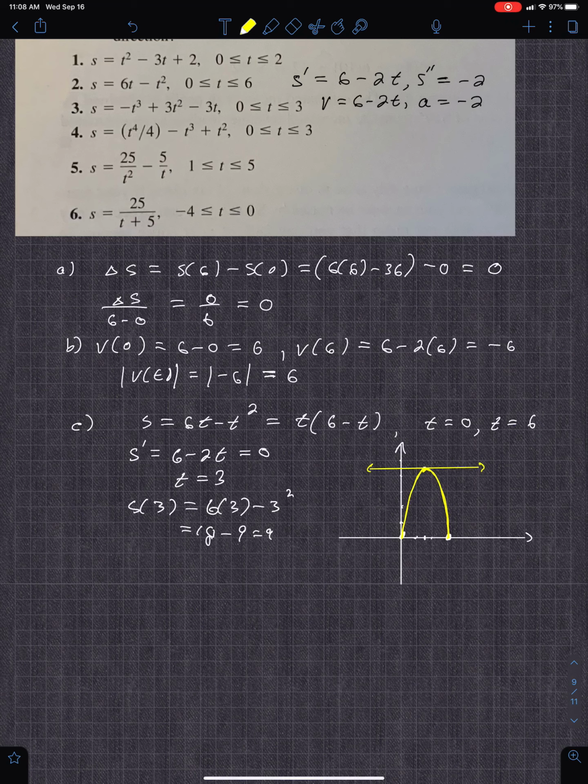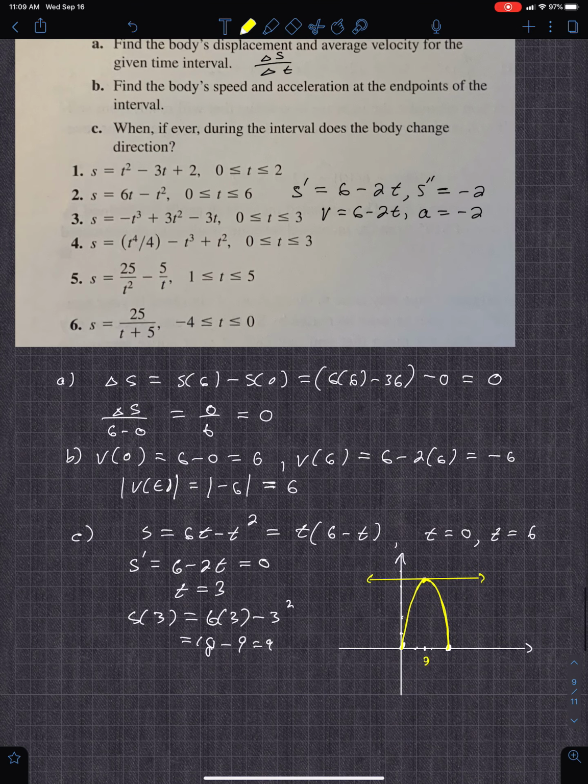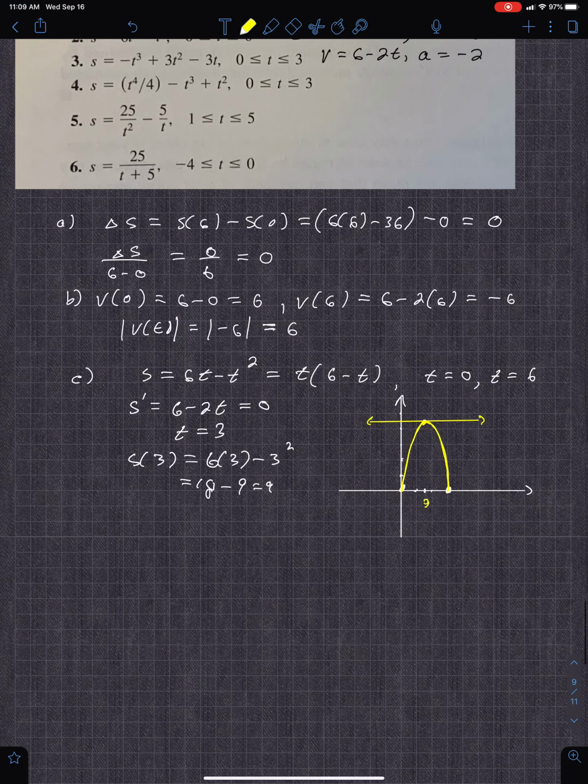And that's going to be a standard concept we're going to be looking at. So when, if ever, during the interval does the body change directions? Yes, it changes direction at 3. So at 3 it changes direction.